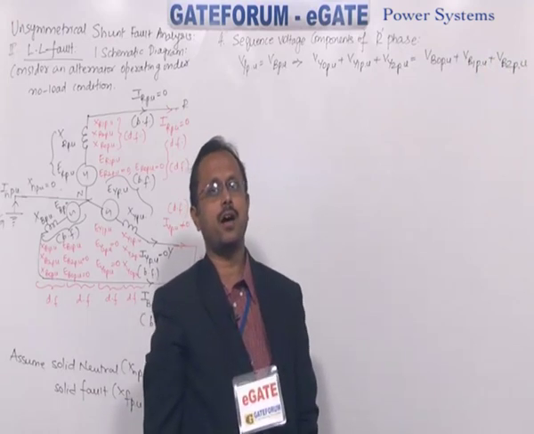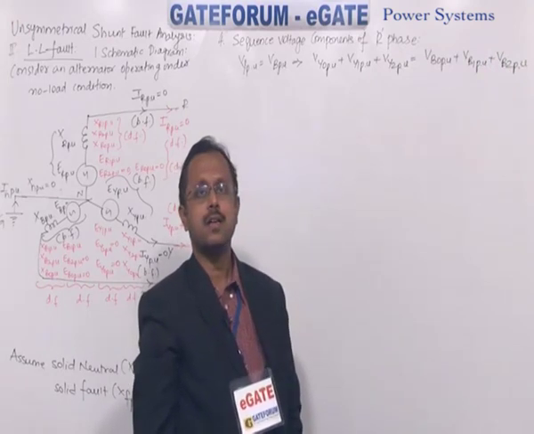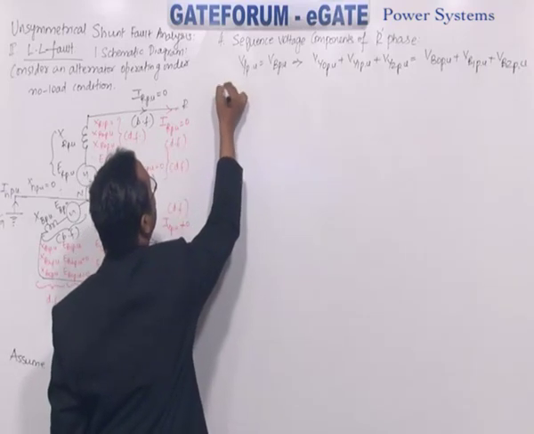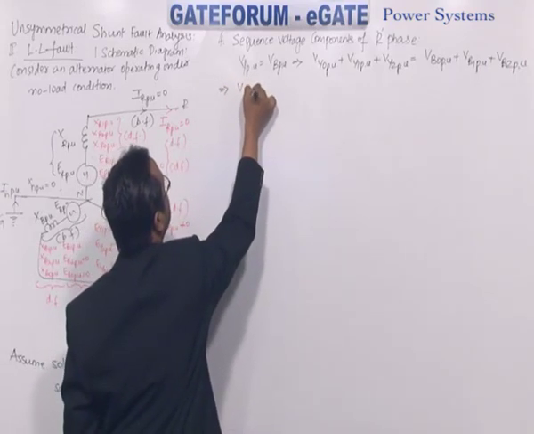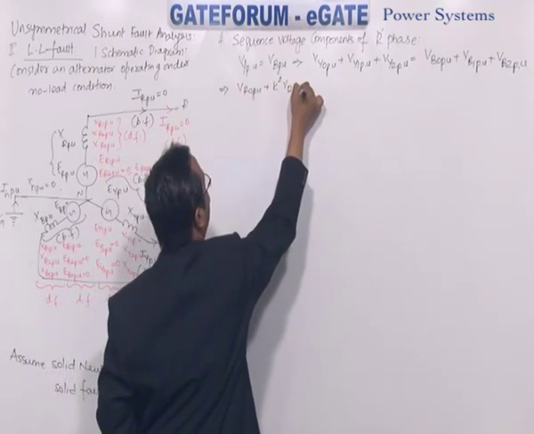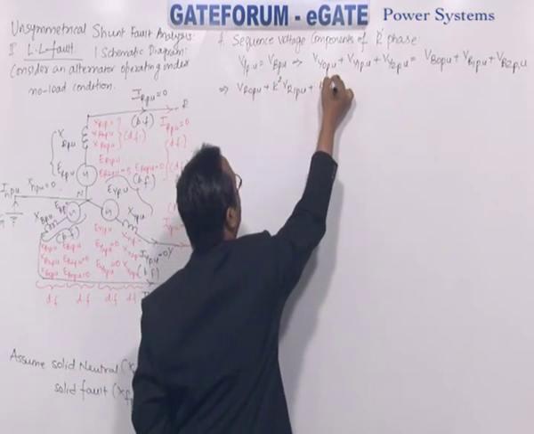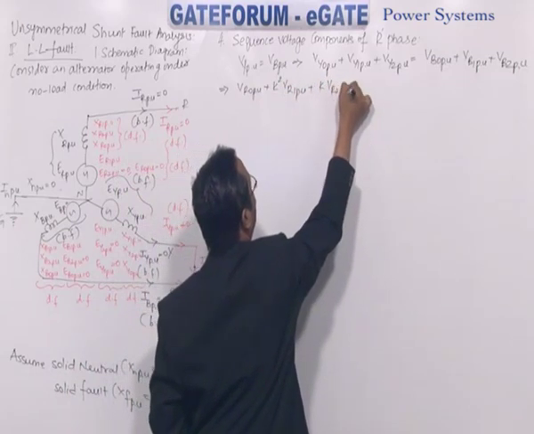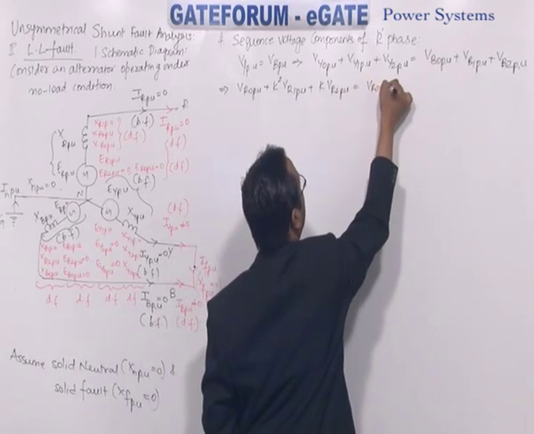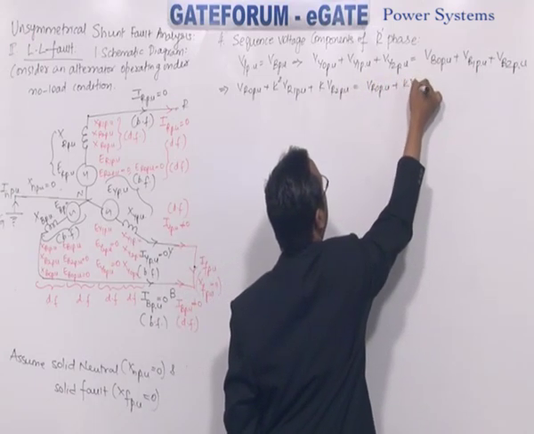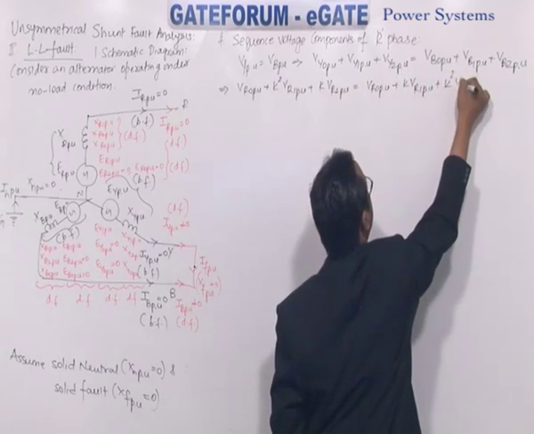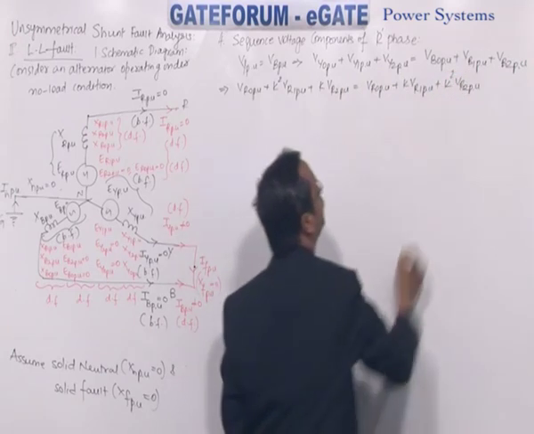Now mention symmetrical components in terms of R phase. So how to represent now? Vy0 is VR0, K square VR1, K VR2. What about right hand side? VR0, K VR1, K square VR2.